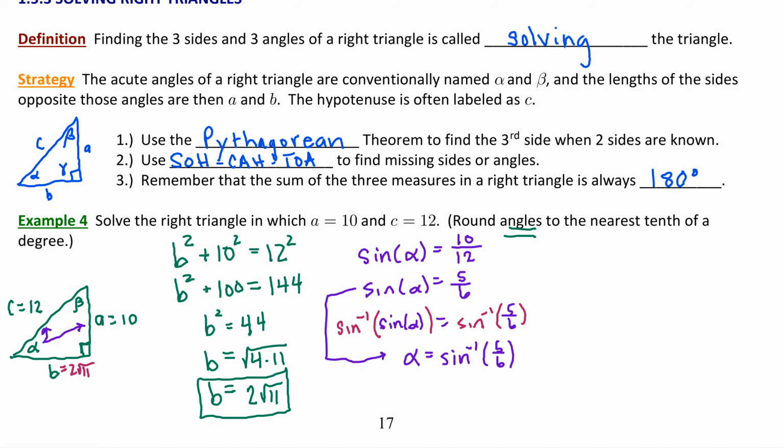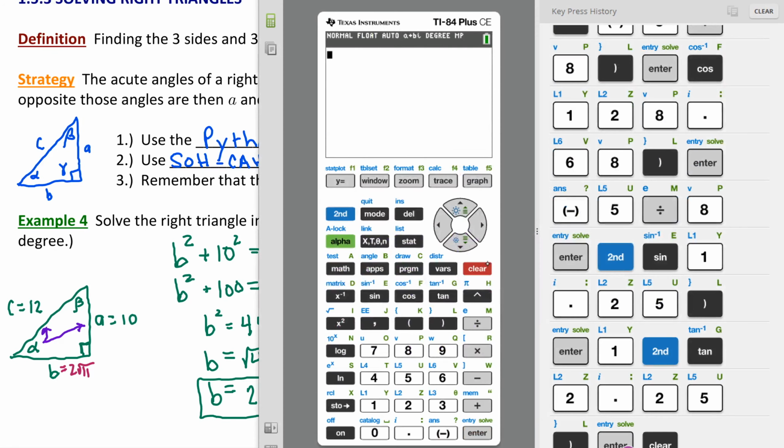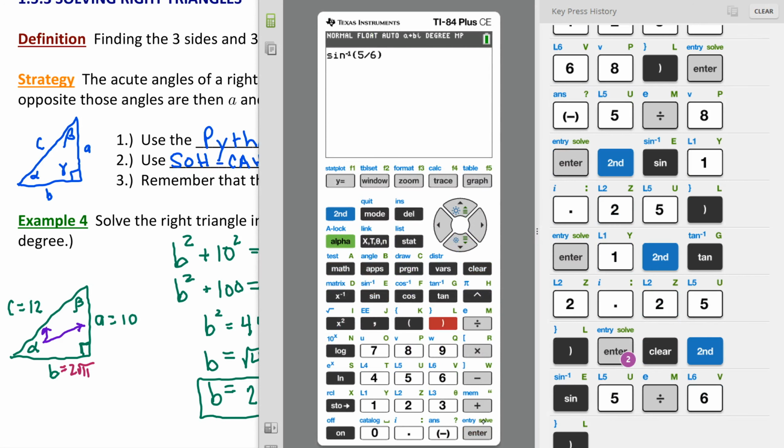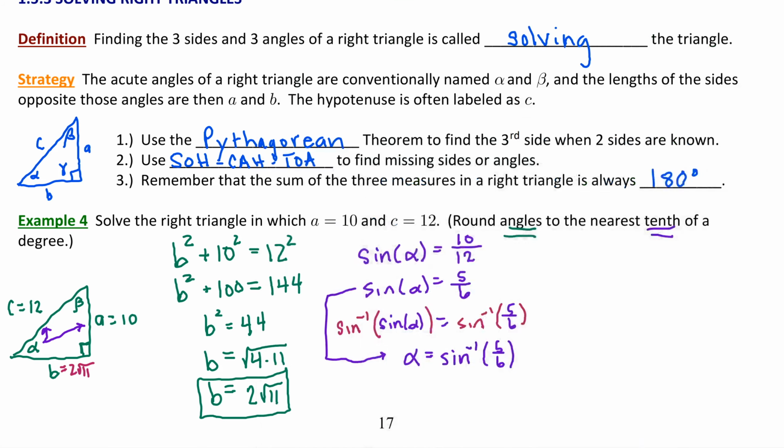We'll approximate that to the nearest tenth with our calculator. Now we want to be sure that our calculator is in degree mode. I know that mine's in degree mode. I've just switched it over. So check and make sure yours is in degree mode. And we'll evaluate inverse sine of 5/6. So the result to the nearest tenth in degrees is 56.4.